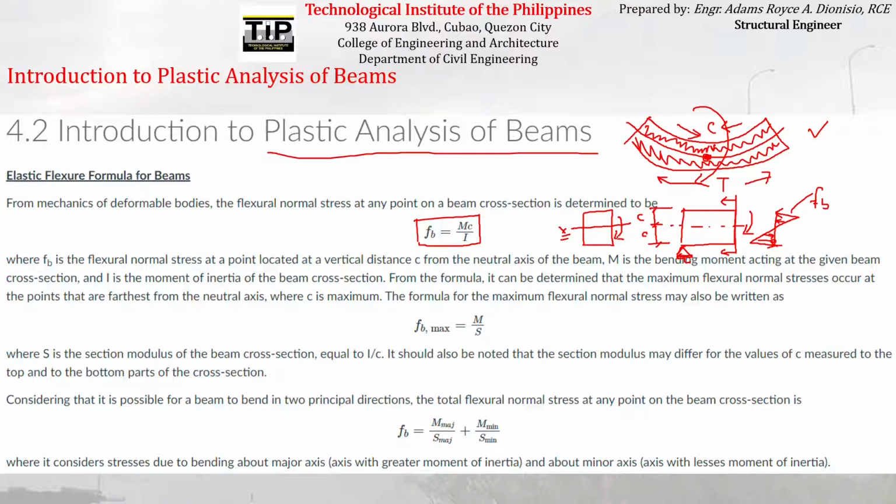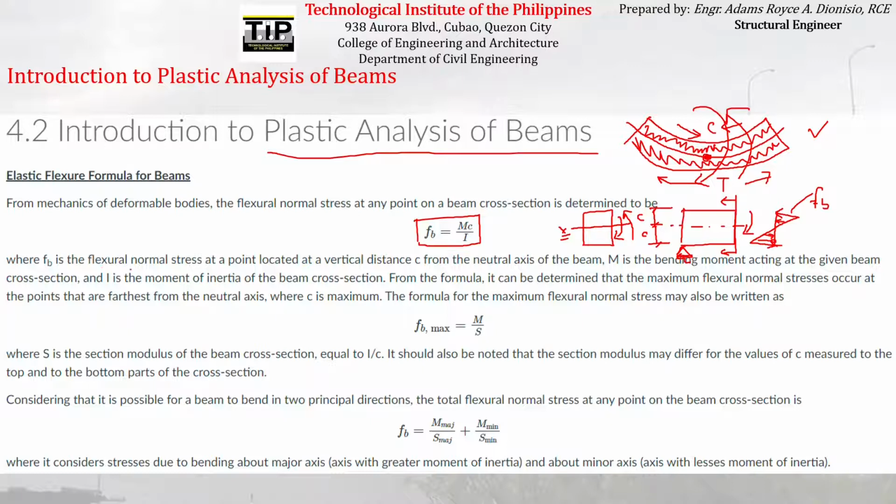If you look at it in the section view, that is the direction of the rotation, or it could be the reverse rotation. So that is the flexural formula from mechanics of deformable bodies. Just a review of the bending stress formula.